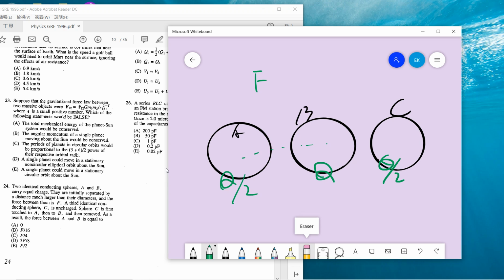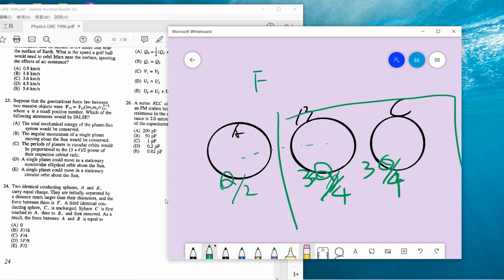Then you touch to B. So when you touch to B, you still separate the charge. So Q plus Q over 2 is 3Q over 2. Then you separate it, so it becomes this one.